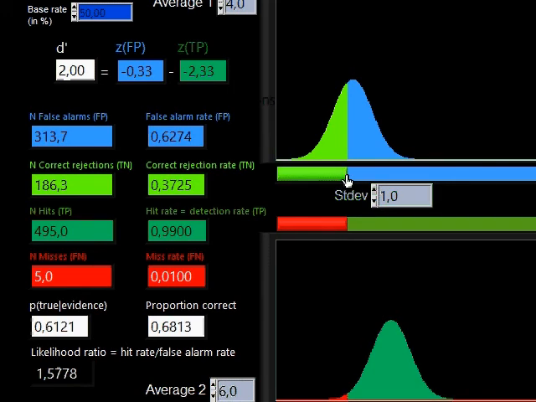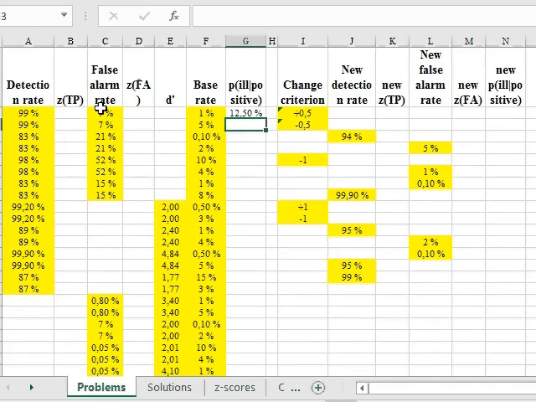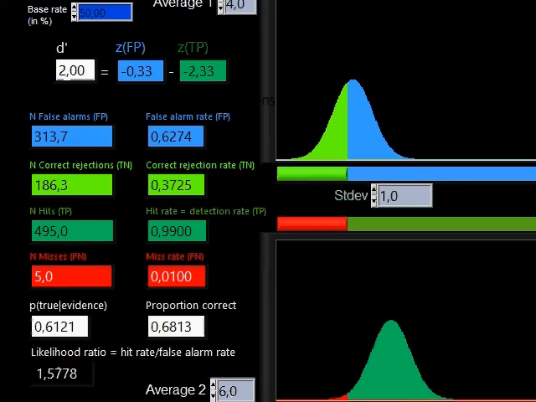Let's go a little bit up, see whether, yes, okay, here I've got the 99%. Next, we have a false alarm rate of 7%. Now, I can't move the criterion because that needs to stay fixed relative to this average here so that we keep our detection rate. So what I need to do is move this average here until we've got a false alarm rate of 7%. And here, that blue area is a false alarm rate, so that is clearly too large.